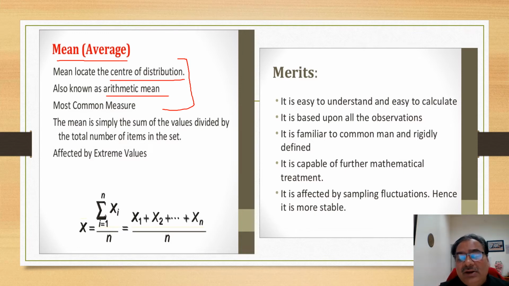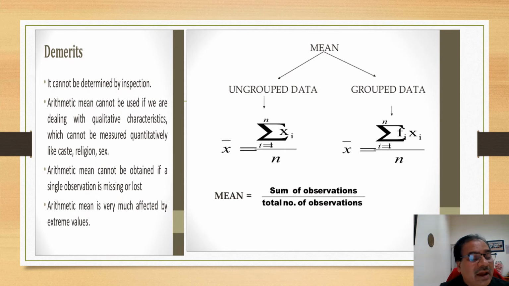Now, what are the merits of mean? The merits are: it is easy to understand and easy to calculate. It is based upon all the observations. It is familiar to the common man and rigidly defined. It is capable of further mathematical treatment, and it is affected by sampling fluctuation. What are the demerits? The demerits are that it cannot be determined by inspection.